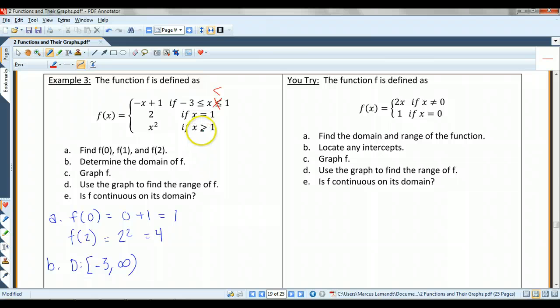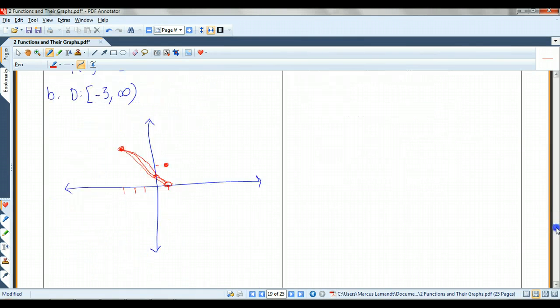Now, if x is greater than 1, it equals x squared. And you guys hopefully know that x squared kind of looks like a u. So it would look something kind of like this. So from this point onward, it would look like this. Okay? So there's our piecewise function.